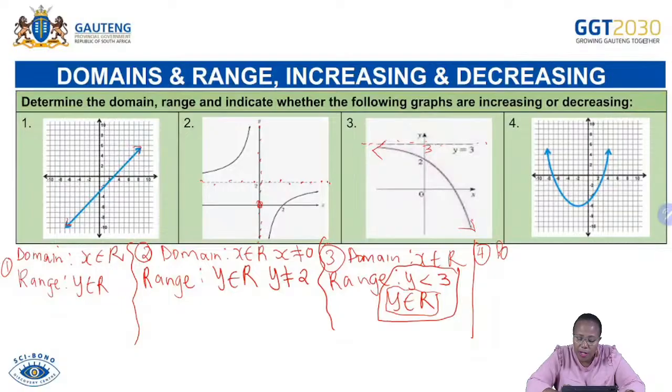When you talk domain now, we are looking at the x values that lie on the graph. So for the parabola also, we are taking everything. We are not restricted by any value. Then it will be x, an element of real numbers.